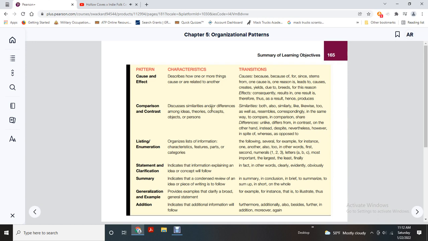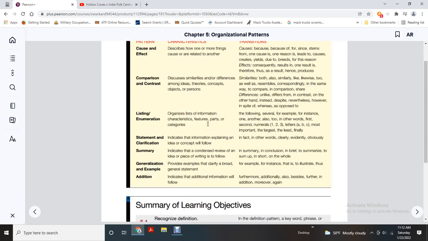Comparison and contrast discuss similarities and or differences among theories, concepts, or objects. For similarities: both, also, similar, likewise, to, as well as, resemble, corresponding, in the same way, compare, comparison, share. For differences: unlike, differs from, contrast, on the other hand, instead, despite, nevertheless, however, than, whereas, or opposed to.